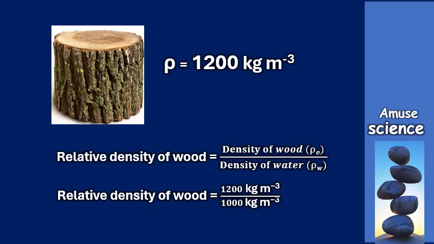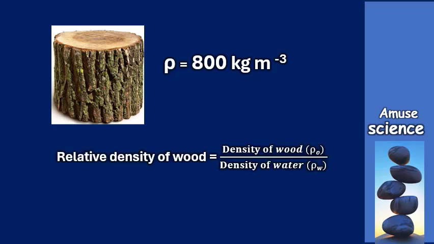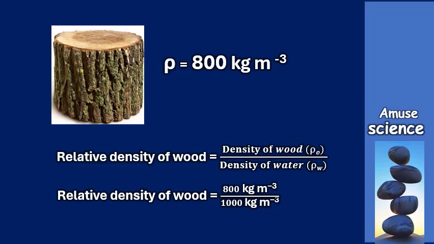If we have another wood which has a density of 800 kilogram per cubic meters, will this wood float or will it sink in water? We know that it will float because the density of the wood is less than the density of water. When we are calculating the relative density of this wood, we are going to get 800 divided by 1000, and that is 0.8.